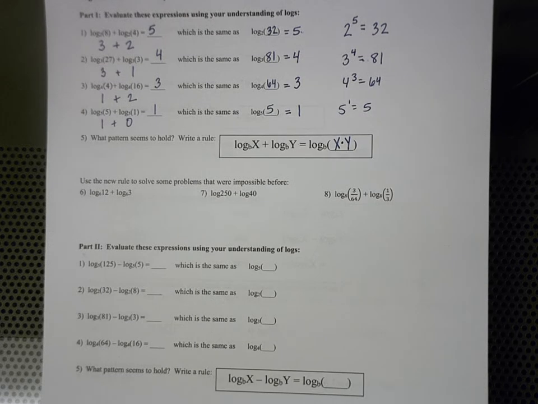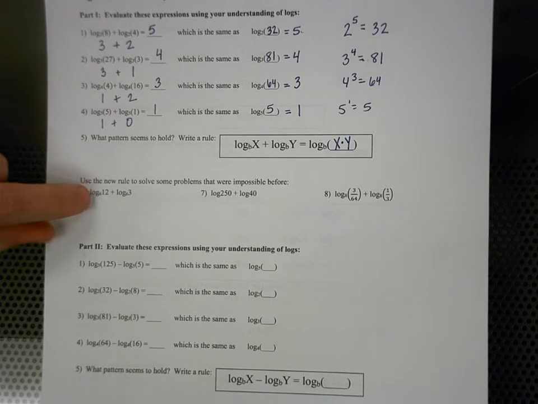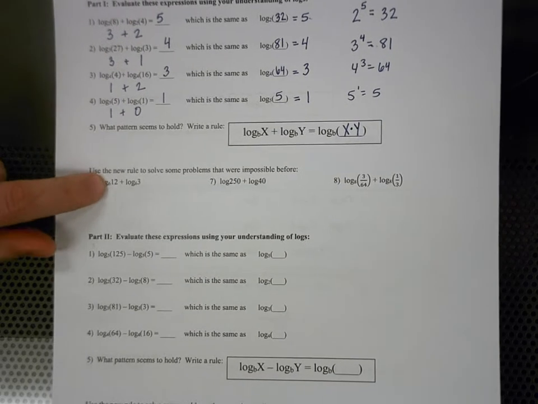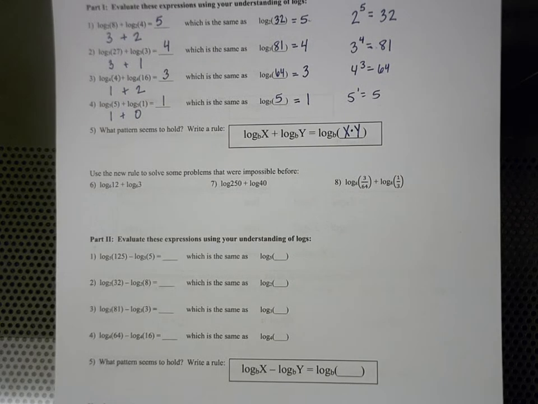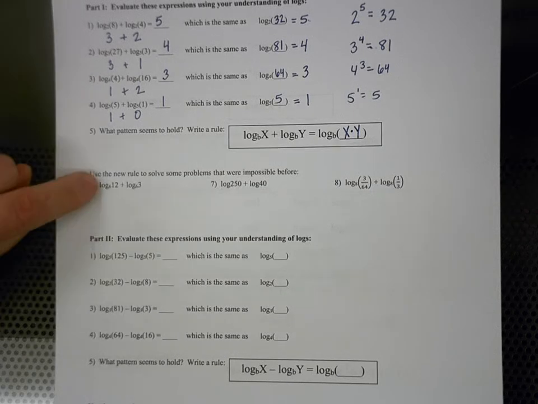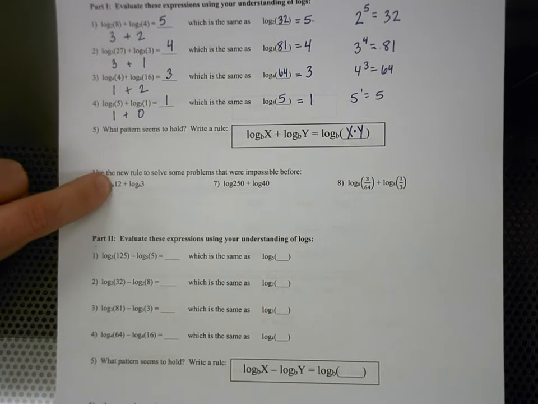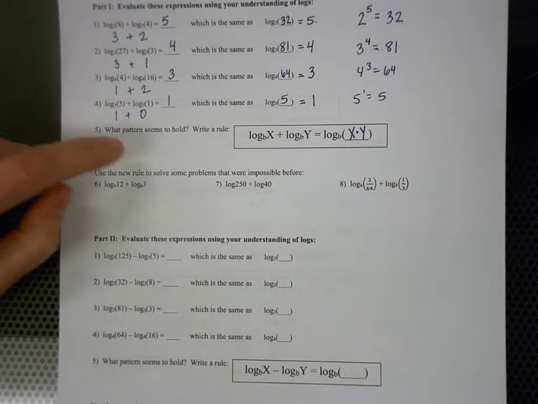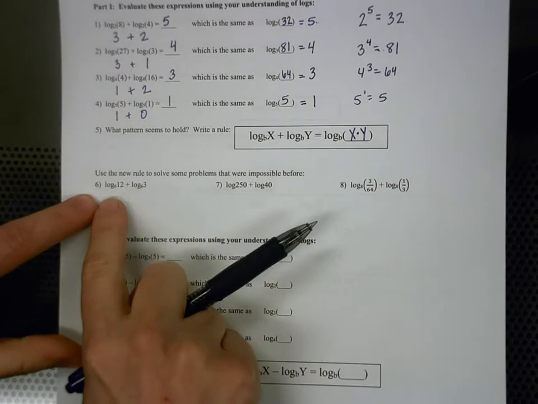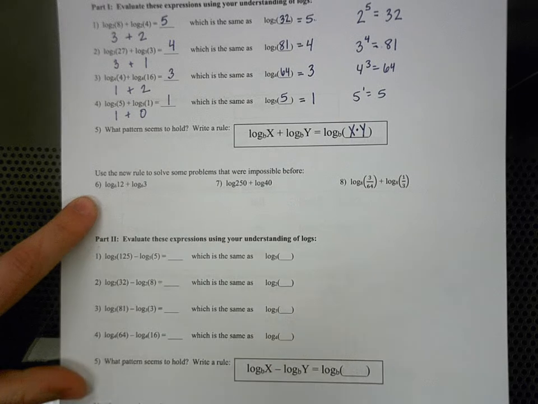Use the new rule to solve some problems that were impossible before. So first of all, if I would have asked you 6 to what power gives you 12? Well, you could say something between 1 and 2, but I'm not sure what it is. Because 6 to the first is 6, and 6 squared is 36. 12 ends up between those two. If I use my rule, I'm going to be able to solve for an exact value here.